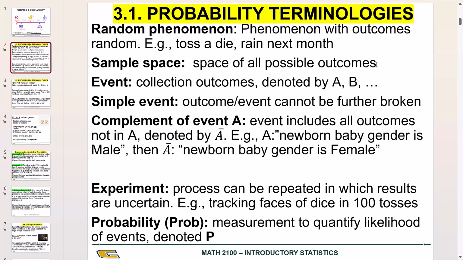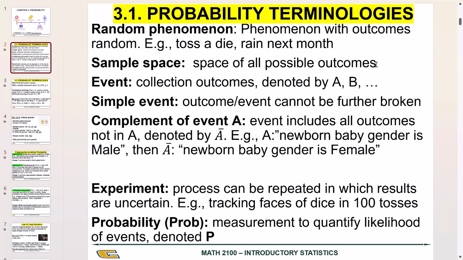The complement of an event is the event that includes all outcomes not in the event we are considering. So, for example, if you consider the event that you toss a die and get an odd face, the complement will be the even face. Say if you have a newborn baby, event A is that the newborn baby's gender is male, so the complement of it is female. And often we denote it by the event itself with a bar on top, which represents the complement.